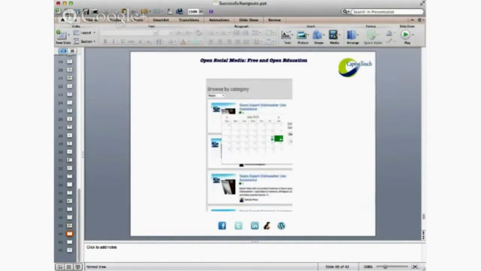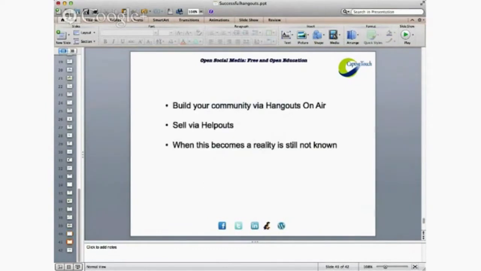So this screen share shows that you can actually schedule hangouts with people to teach them stuff. This is great for service providers.